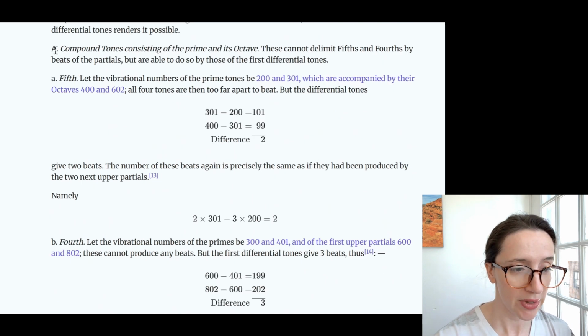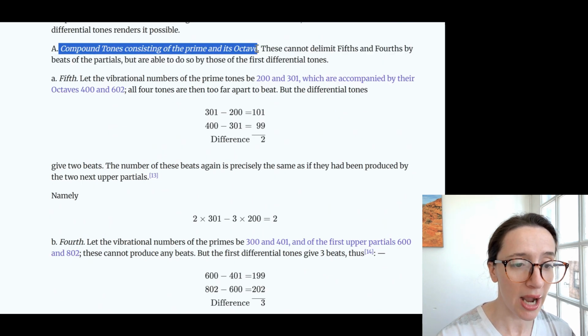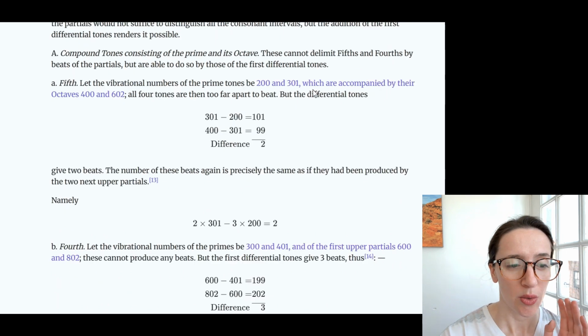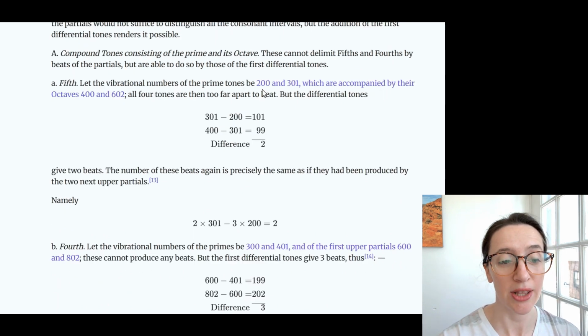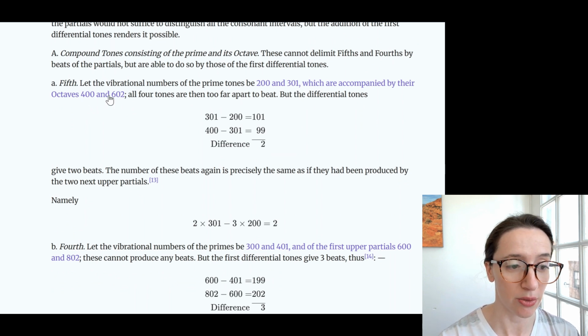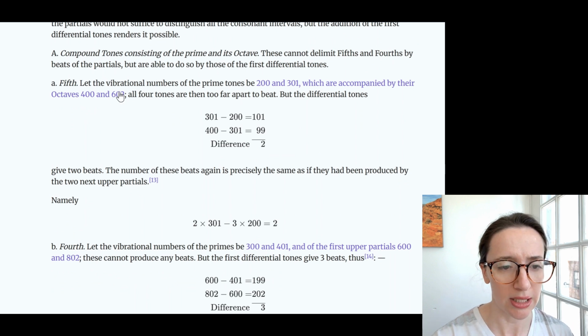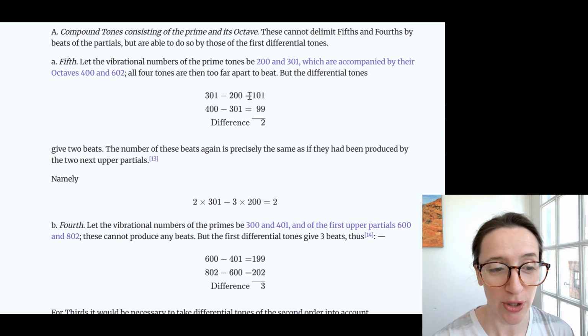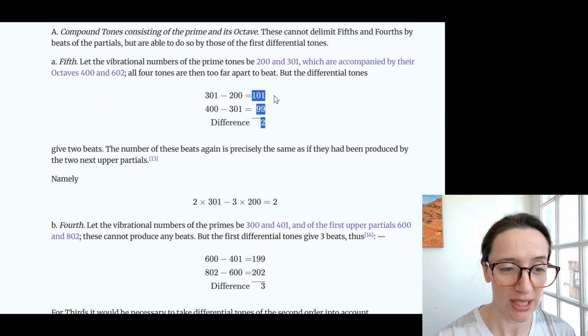First, we're going to consider compound tones consisting of the prime and its octave, such as the human voice when singing the obscure vowels of oo in two. We've got an out-of-tune fifth, 200 and 301, as well as their octaves, 400 and 602. And all of these intervals you can click to hear. So the differential tone for the lower notes is 101, and the differential tone for the octave is 99, which gives us 2 beats in a second.